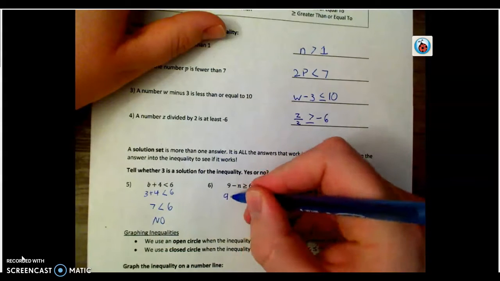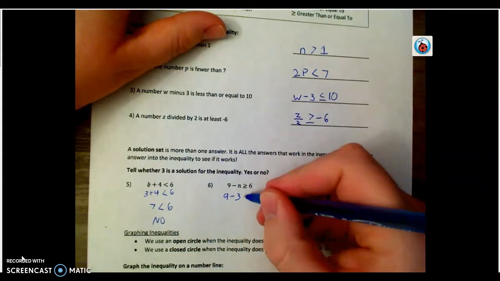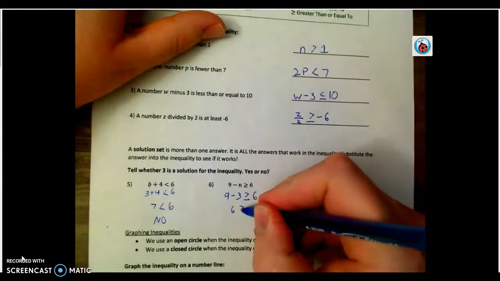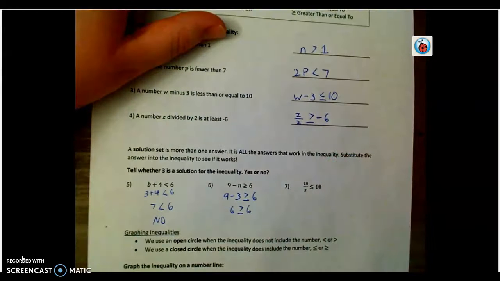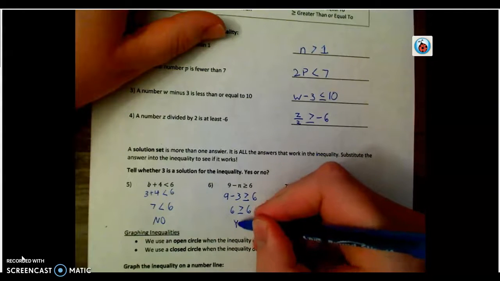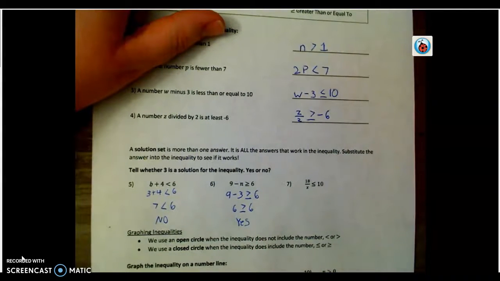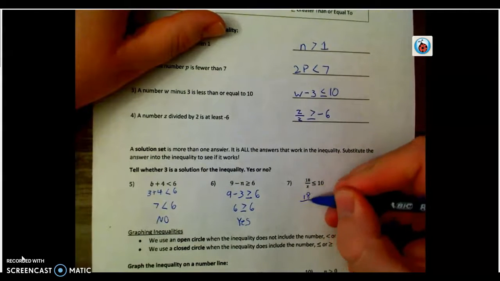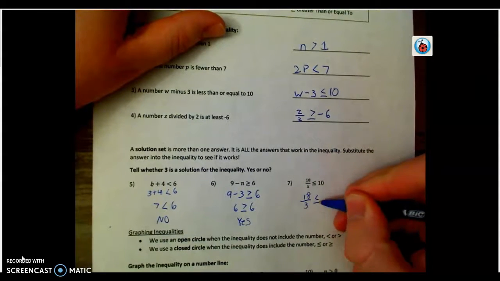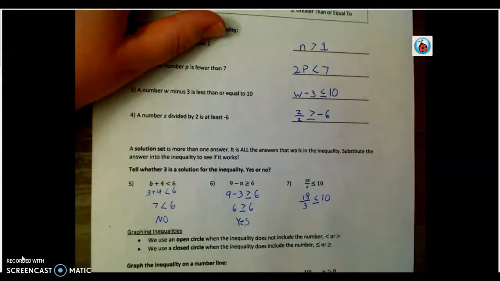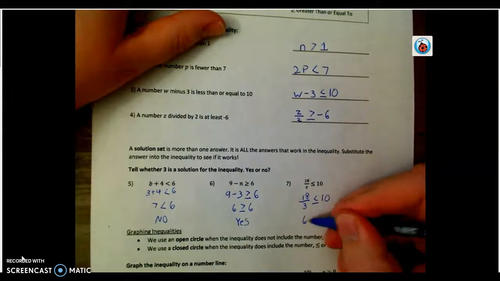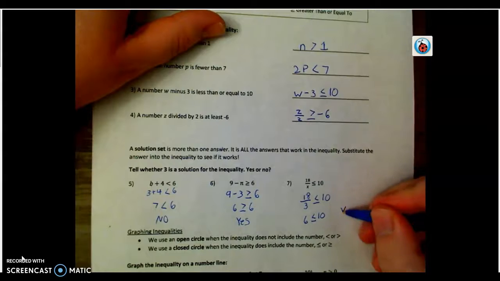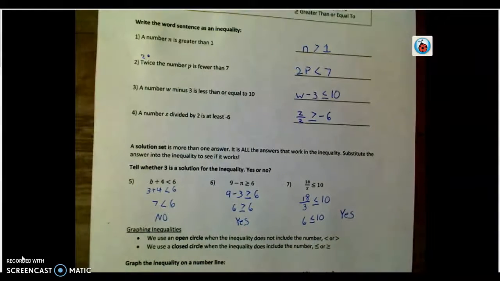Do the same thing for number 6. I'm going to do 9 minus 3. It's greater than or equal to 6. That comes out to 6 is greater than or equal to 6, which is true. So yes, 3 is a solution. And then number 7, we got 18 over 3 is less than or equal to 10. But 18 divided by 3 is 6, and 6 is indeed less than or equal to 10. So it's also a yes.